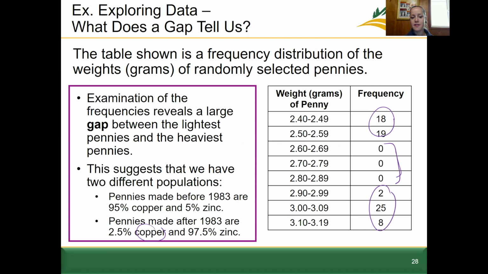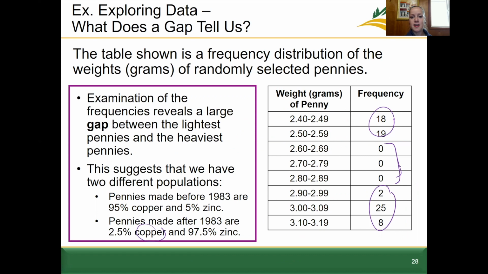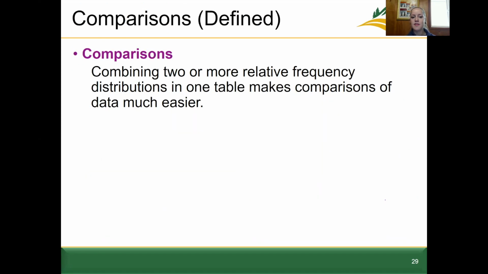But remember our caveat here. Just because we have 2 populations in our set of data, that doesn't always result in a gap. But in this case, we do see a gap and we have background knowledge to know that maybe we do actually have 2 different populations in that data set. Okay, so next we have comparisons.